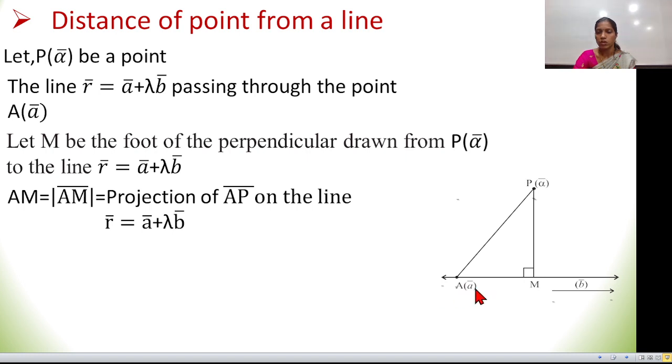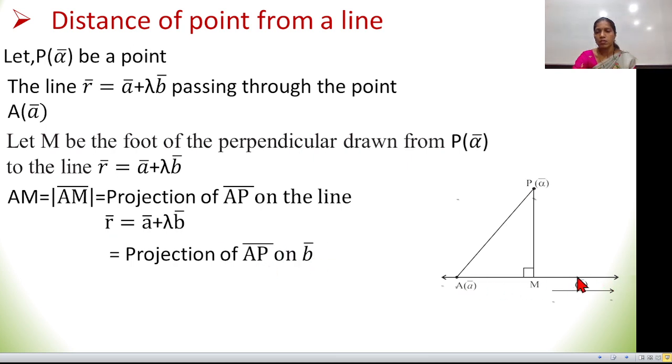First we have to find the length AM. This AM is the projection of AP on the line r bar equals a bar plus lambda b bar. So this is our projection rule. Projection means the shadow of vector AP bar on the line L. So the projection of AP on the line gives us the length AM, which we write as the projection of AP on b bar.